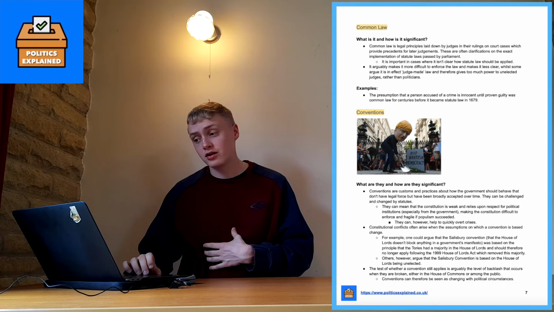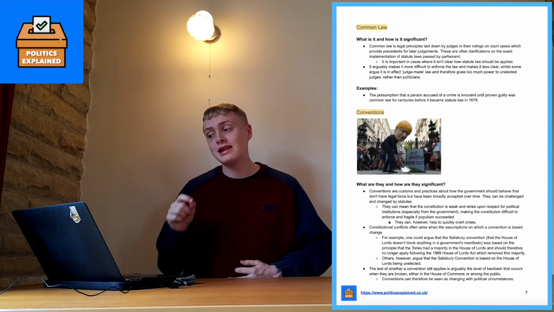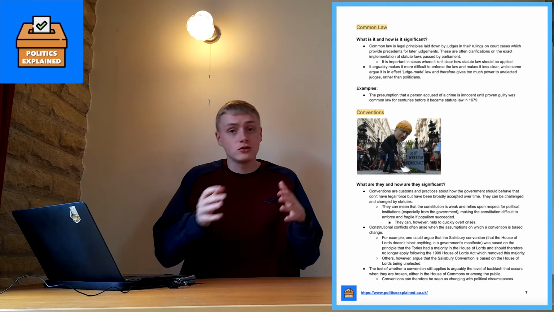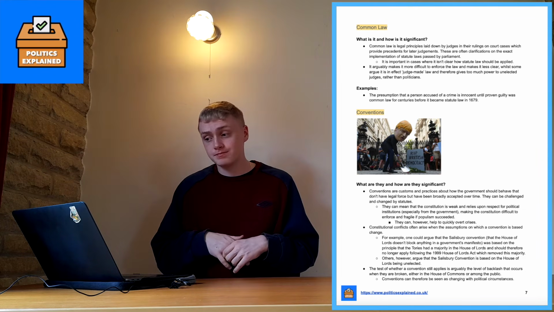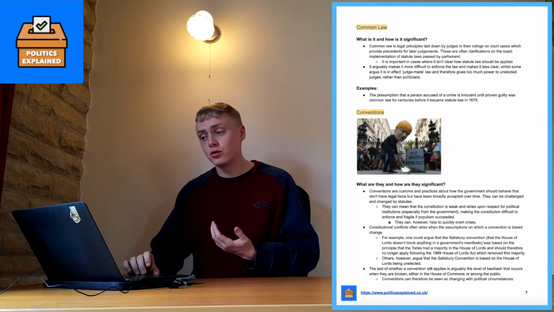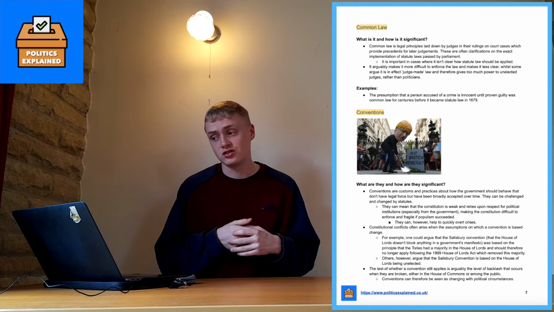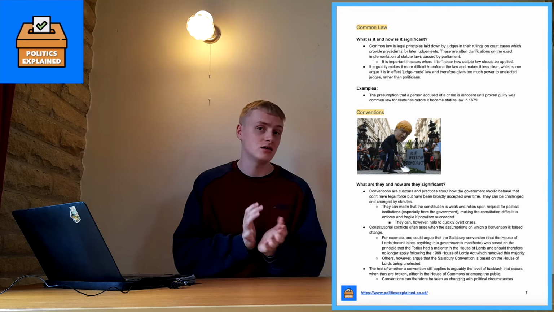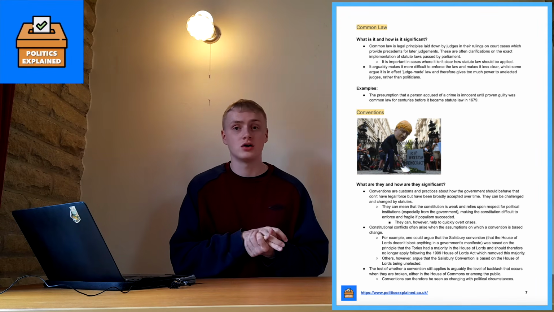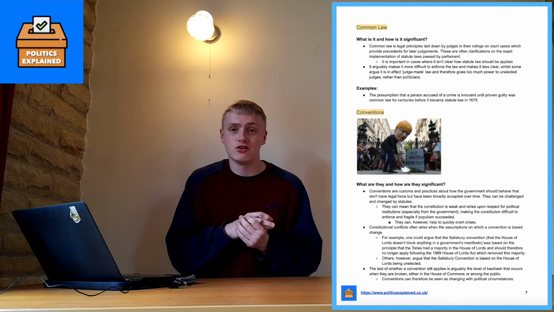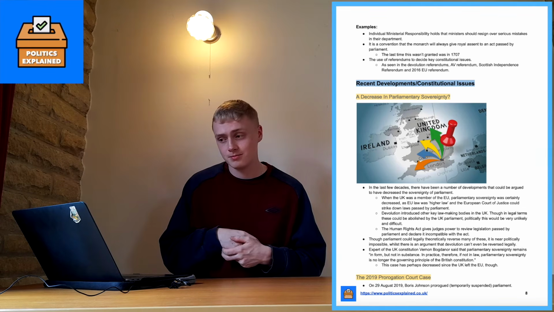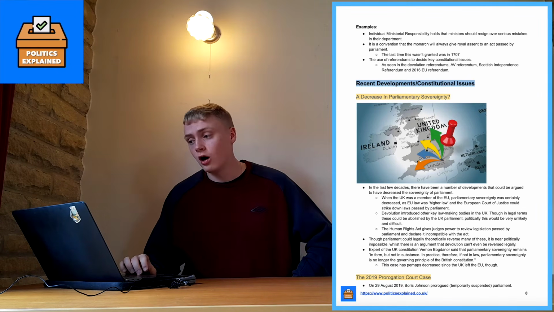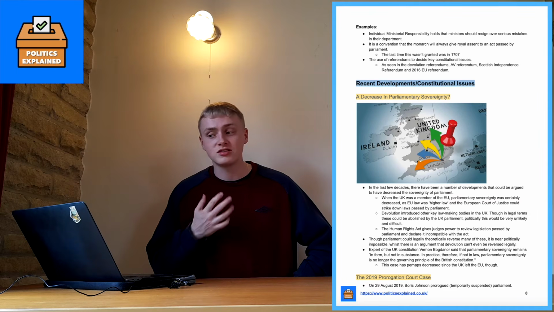Ultimately, the test of whether a convention still applies is arguably the level of backlash that occurs when they're broken, either backlash in the House of Commons or among the public. Conventions can therefore be seen as changing with political circumstances, which on the one hand can be seen as a good thing, right? You have that flexibility. On the other hand, it can be seen as a bad thing because the constitution can be easily changed and exploited. In terms of examples, individual ministerial responsibility holds that ministers should resign over serious mistakes in their department.